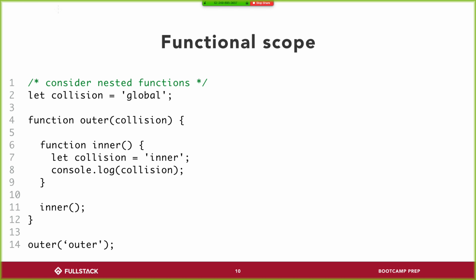Again, you could imagine on line 5 that there's an expression that says let collision equals outer. You could say that that's pretty much there, even though it's not. Now, if there was no collision parameter on line 4, then it would be global. So it goes inside out.